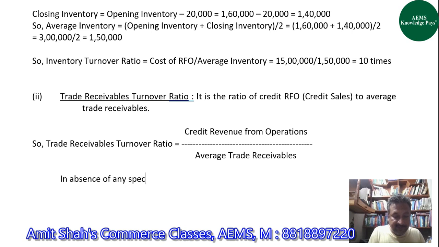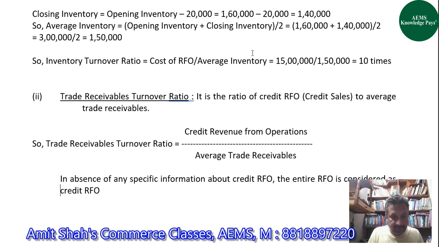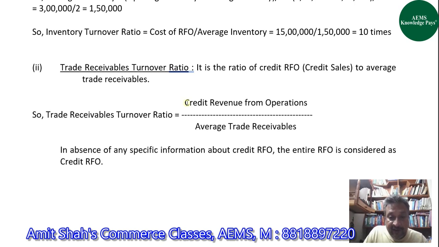In absence of any specific information about credit RFO, the entire RFO is considered as credit RFO. So, guys, in case in a question we do not know what is the credit sales out of total sales, then the total sales must be understood as credit sales.